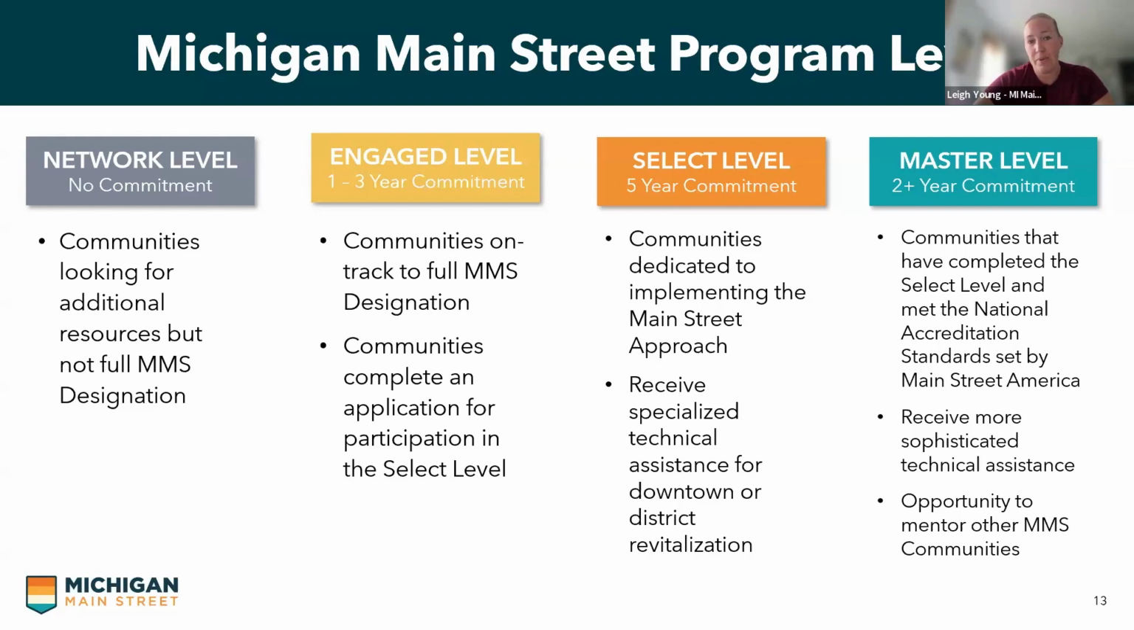The select level is a 5-year commitment, and that is for communities that are dedicated to implementing the Main Street approach. And at this level is where the communities receive specialized third-party technical assistance for downtown or district revitalization. After the 5 years at the select level, if a community is successful, they can move up to the master level. This is for communities that have met the national accreditation standards set by Main Street America, in which all of our technical assistance is meant to help the communities reach at the select level. They receive more sophisticated technical assistance, and they also have the opportunity to mentor other Main Street communities. This is a 2-year commitment, but communities can submit their commitment every other year and stay with us for as long as they'd like to partner. We've had communities that have been with us since the program started in 2003.